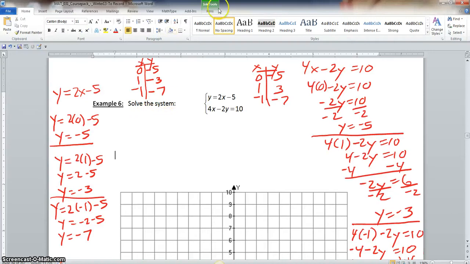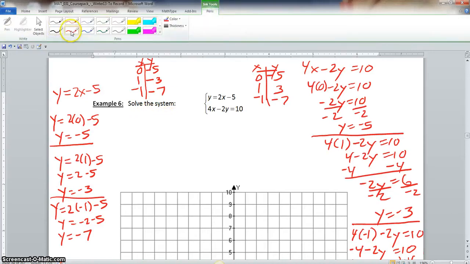Okay, class, picking up where we left off, we're on example 6. It says solve the system. Now we look here, we have y equals 2x minus 5 and 4x minus 2y equals 10. Now what I did here, I took each separate equation and found the x and y values. So I put in 0, 1, and negative 1.